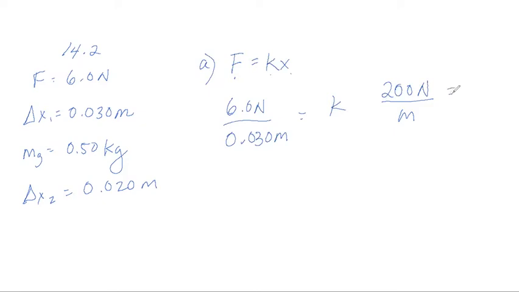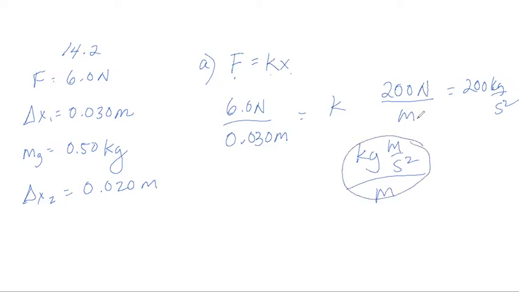Or you can rewrite that as 200 kg per second squared. I don't know why they did that here, but I'll show you how that works. A newton is a kilogram meter per second squared, divided by a meter, is simply going to be a kilogram per second squared. Maybe it's going to help with the rest of the problem. All right, that's 14.2a.